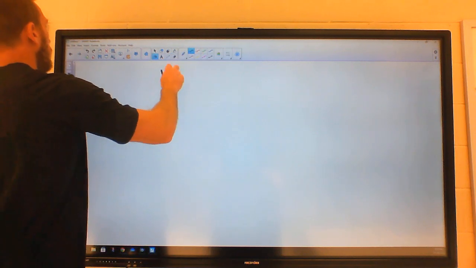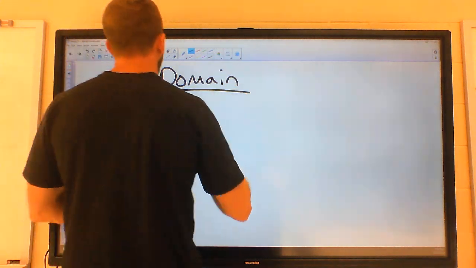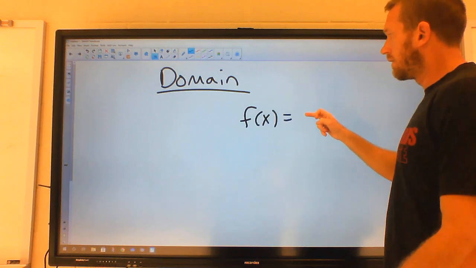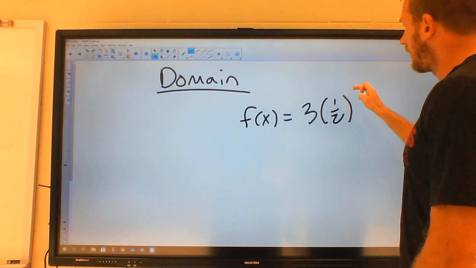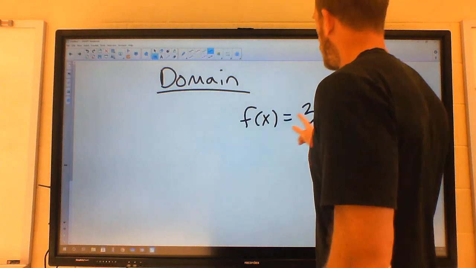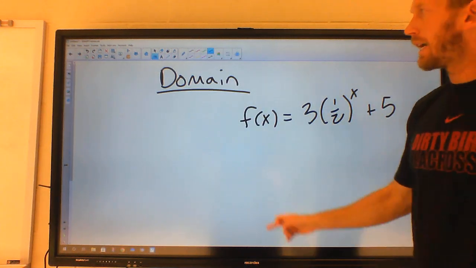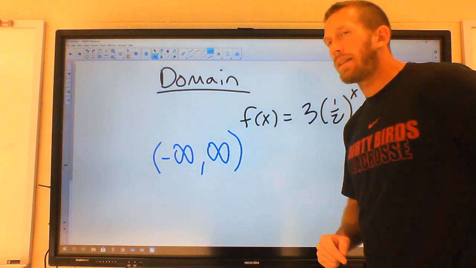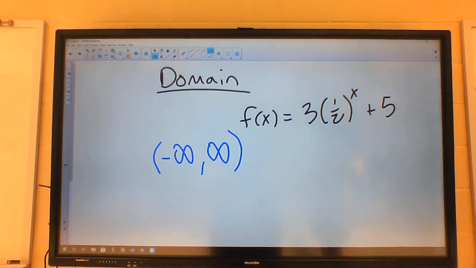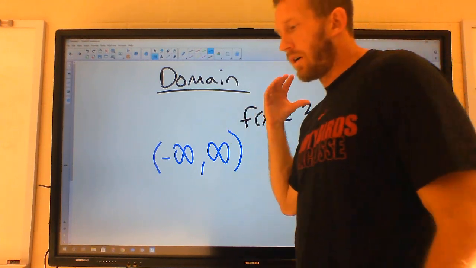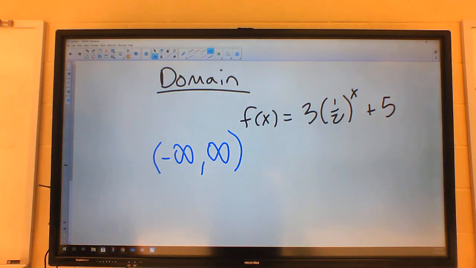So now, let's talk about domain from one of these functions. Let's give you a function, f of x equals 3 times 1/2 to the x power plus 5. It doesn't matter what function we have. If it's an exponential function, our domain is always all real numbers, and this is how we write that using interval notation. Our domain is all real numbers for all of these exponential functions, and so this is our interval notation way of writing it, from negative infinity to infinity.